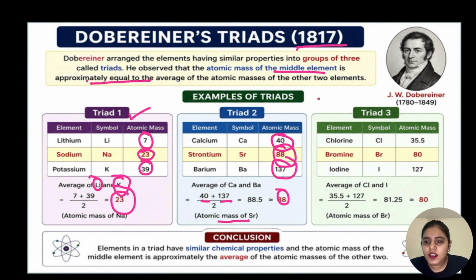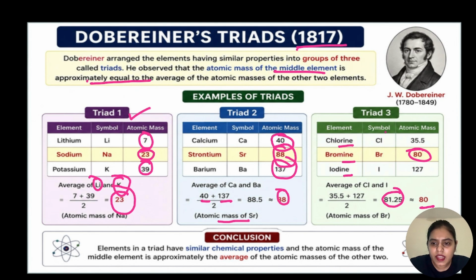Okay, the third triad is chlorine, bromine and iodine. The atomic masses of chlorine, bromine and iodine are 35.5, 80 and 127. So the average of chlorine and iodine is approximately equal to 81, which is very close to 80, right? So that is the atomic mass of bromine. So this triad also satisfies the rule.